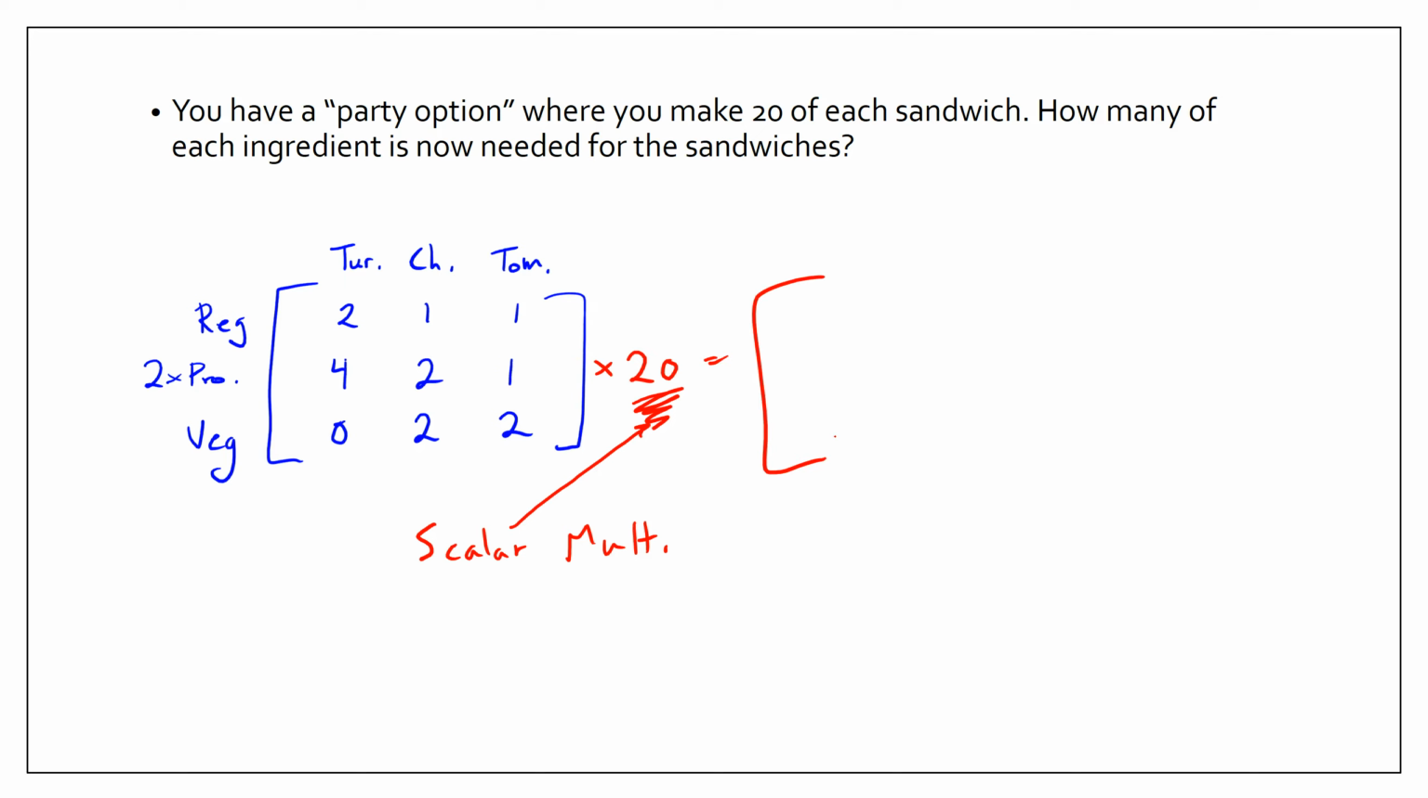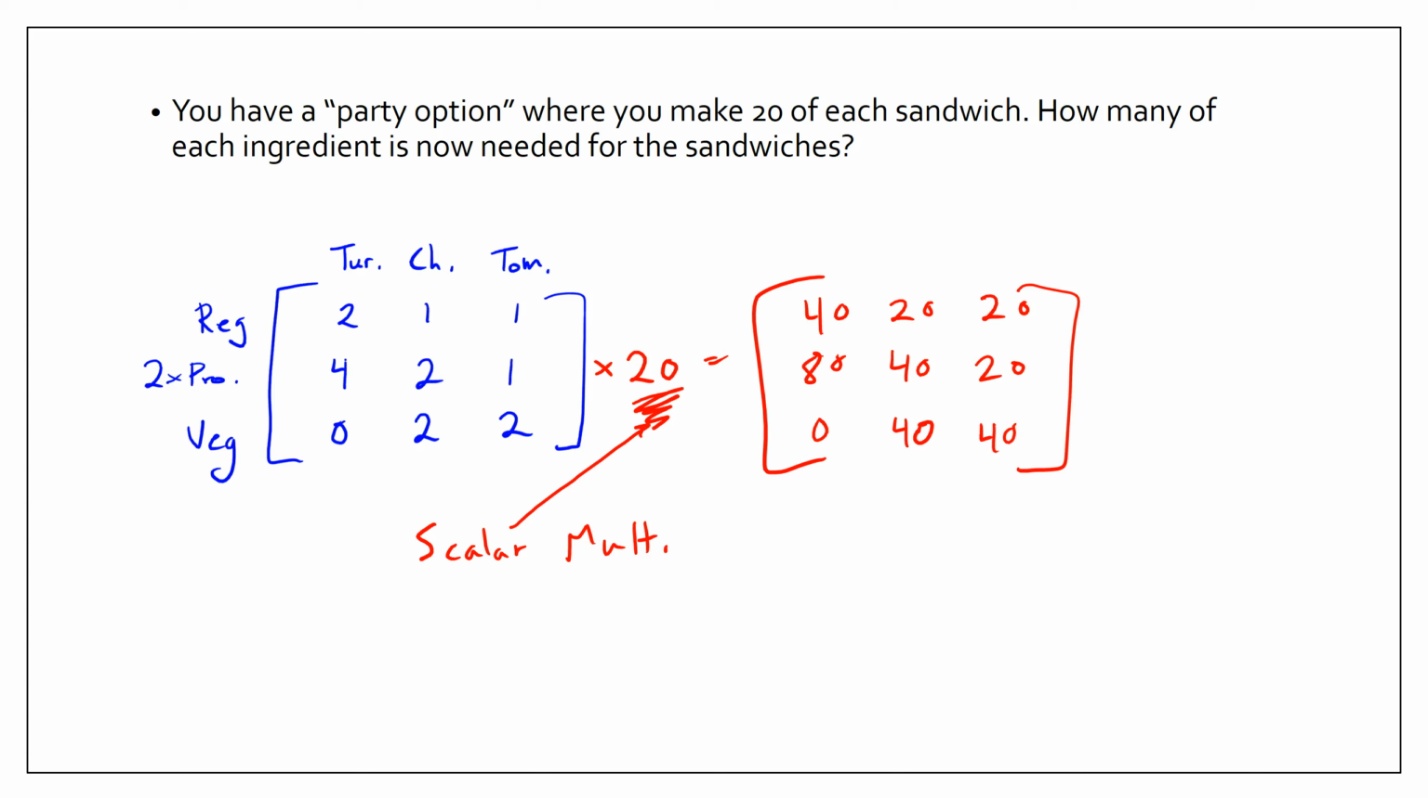So my new matrix is, let's see, 2 times 20 is 40, 1 times 20 is 20, 1 times 20 is 20. Do you see what I'm doing here? 4 times 20 is 80, 2 times 20 is 40, and so forth. So let's fill in the rest. 40 and 40. Okay, so this new matrix, what does it tell me?